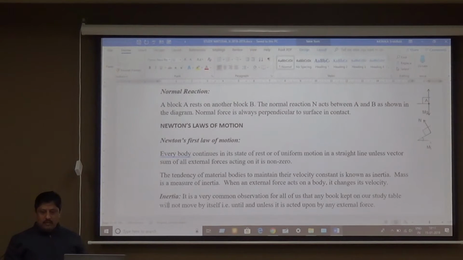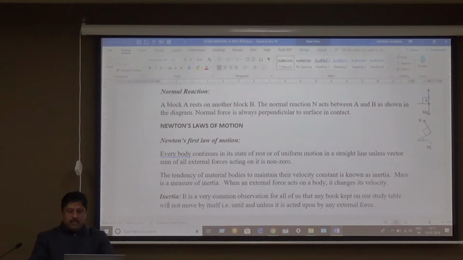The normal reaction also follows Newton's third law of motion. When an object is kept in contact, even if it is a point, it applies a reaction on the object. Suppose you keep your hand on the wall, then you apply a force on the wall and the wall reacts in the opposite direction.